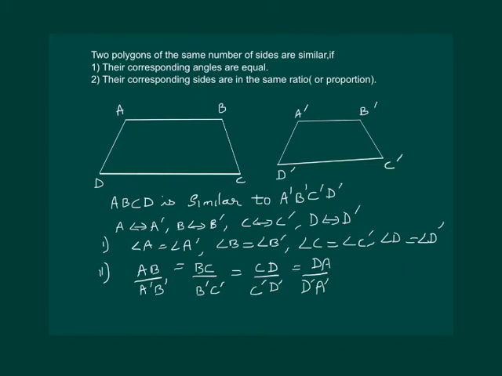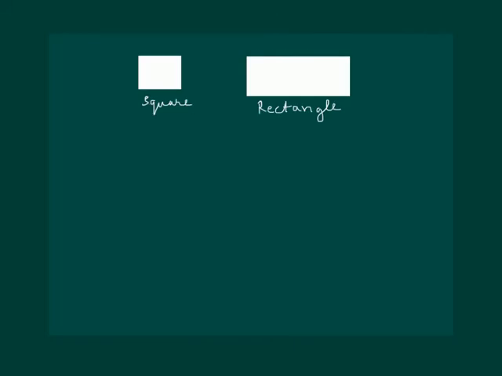Also note that for the two quadrilaterals to be similar, both the conditions need to be satisfied. Only one of them is not sufficient to prove they are similar. Also, the ratio for all the sides should be equal to each other. For instance, consider a square and a rectangle. Both of them have the same number of sides and also the corresponding angles are equal since all the angles are of 90 degrees in both the figures. But still, the two quadrilaterals are not similar. This is because their corresponding sides are not in the same ratio.